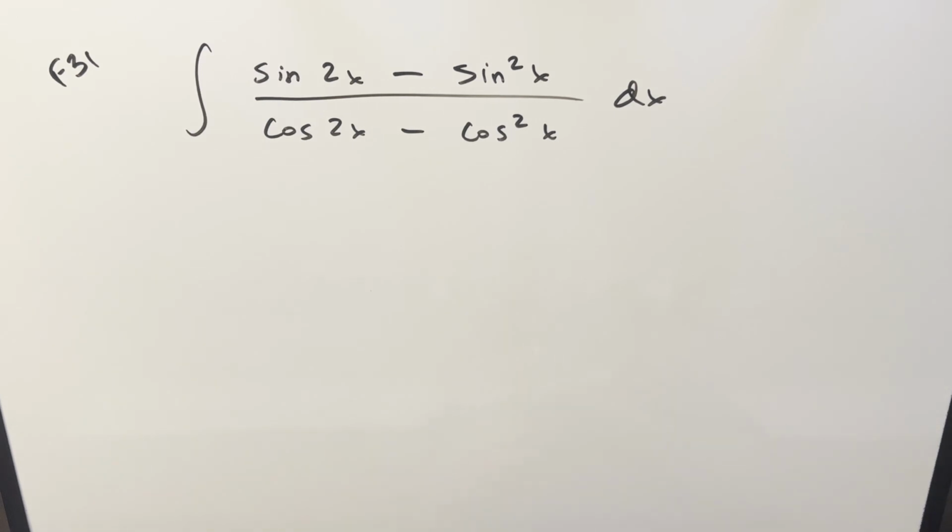Okay, we have here today another integral. This one's from Caltech Math Meet 2025 Finals 31. We have the integral of sine 2x minus sine squared x over cosine 2x minus cosine squared x dx.